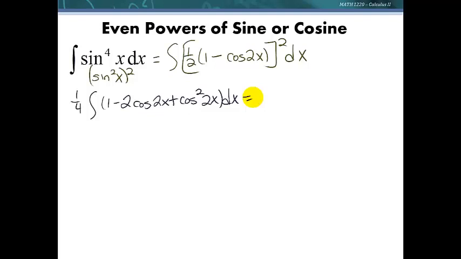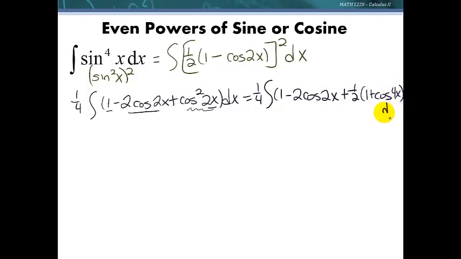Now, how did that help me? Well, I can do an antiderivative here and here, and then this one, I can use this identity one more time and express this without a power. So let's go ahead and do that. So this is going to be 1/4. We'll do the integration in a minute. This is going to be 1 minus 2 cosine 2x, and then plus 1/2 times 1 plus cosine. I already had 2x and I need to double that, so it's going to be 4x, and then I'll squeeze in my little dx.